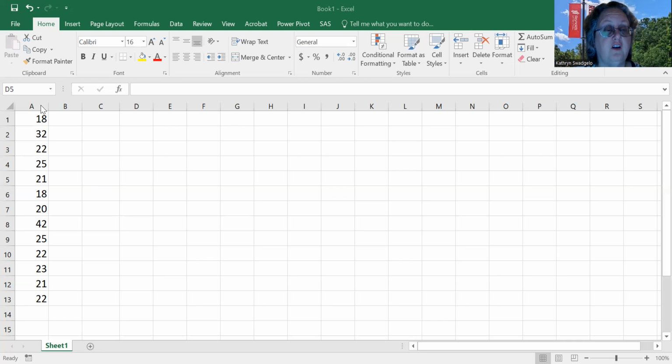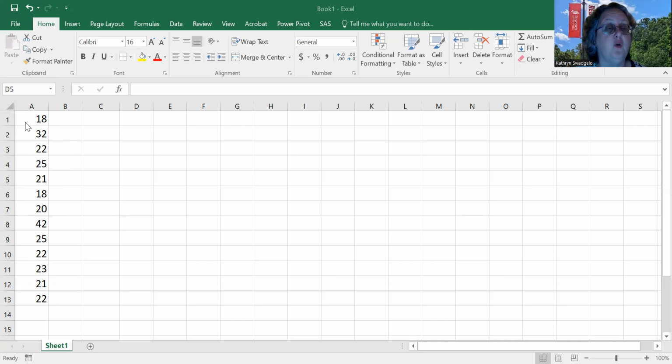So the first thing, notice I have some sample ages here, 13 sample ages, and I know there's 13 because there's an age in the cell named A1 all the way through A13. So it's almost as if they're numbered for me. They are not in order.